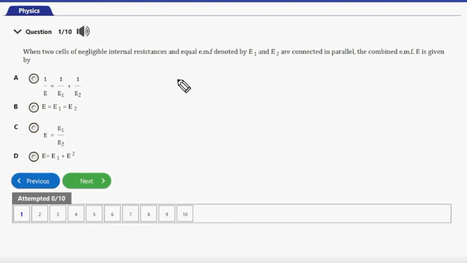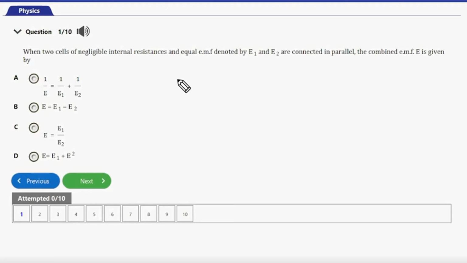We'll start with the first question, which says: when two cells of negligible internal resistance and equal EMF denoted E1 and E2 are connected in parallel, the combined EMF E is given by: A, 1 over E is equal to 1 over E1 plus 1 over E2; B, E is equal to E1 and that's equal to E2; C, E is equal to E1 over E2; and D, E is equal to E1 plus E2.